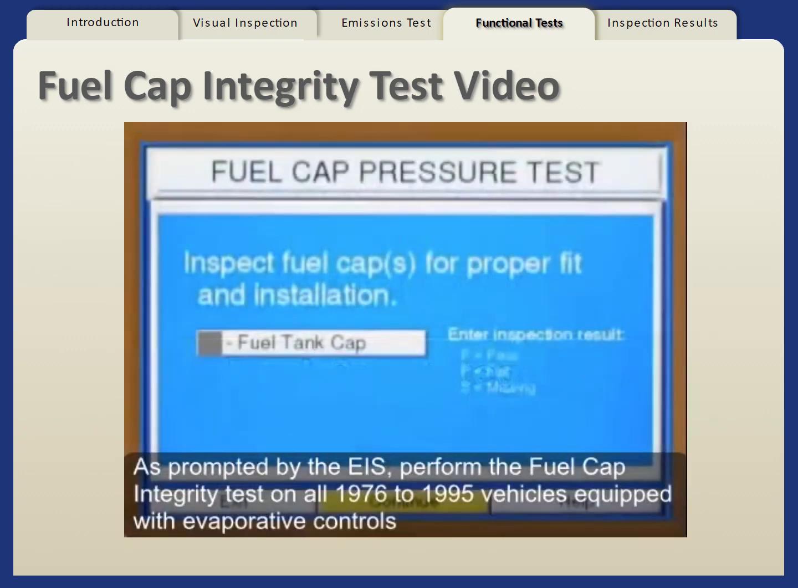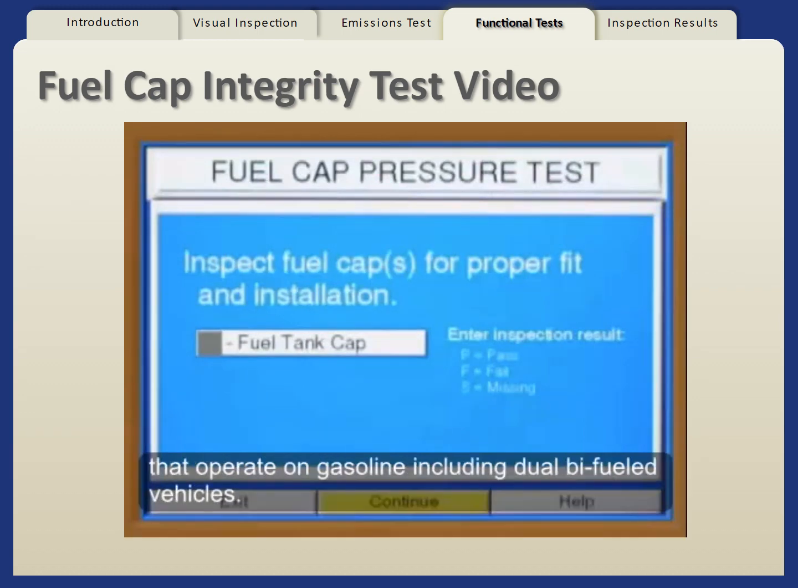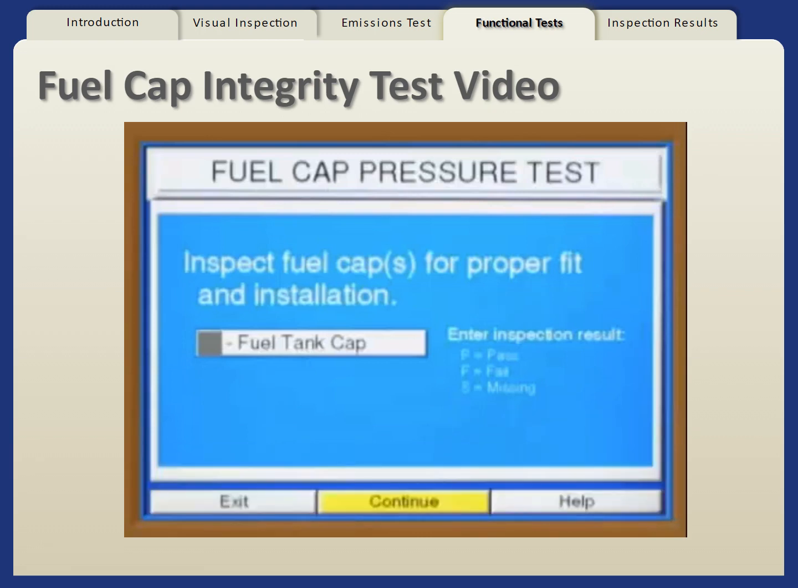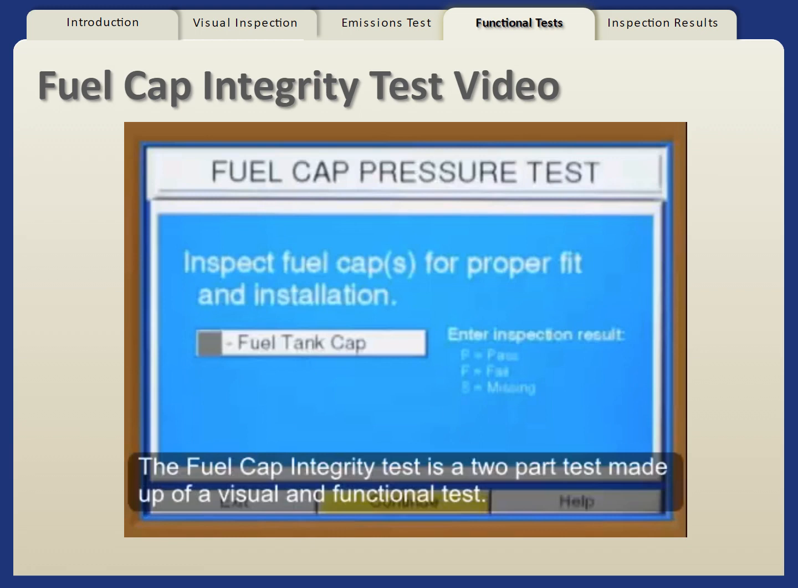As prompted by the EIS, perform the fuel cap integrity test on all 1976 to 1995 vehicles equipped with evaporative controls that operate on a gasoline, including dual bi-fueled vehicles. The fuel cap integrity test is a two-part test made up of a visual and functional test.